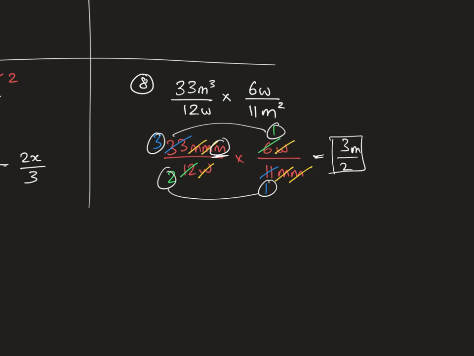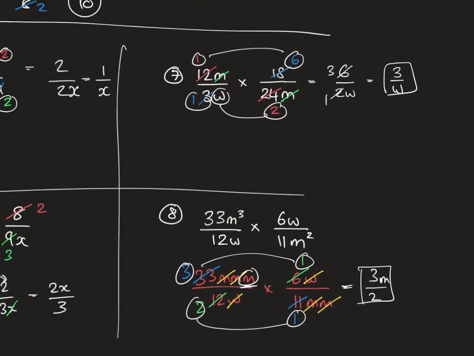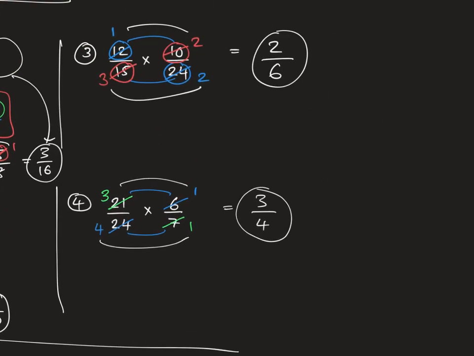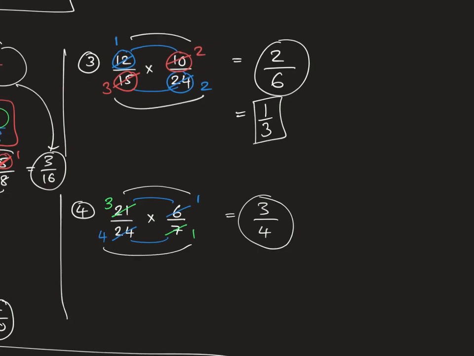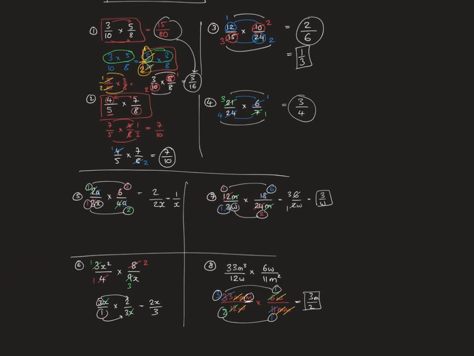That's essentially what's left. One thing to note, it's always useful to check if any of the answers cancel down anymore. And with question 3 here, you'll have seen, hopefully, that it cancels to 1 over 3. So don't forget to check your answers and see if they do cancel down.